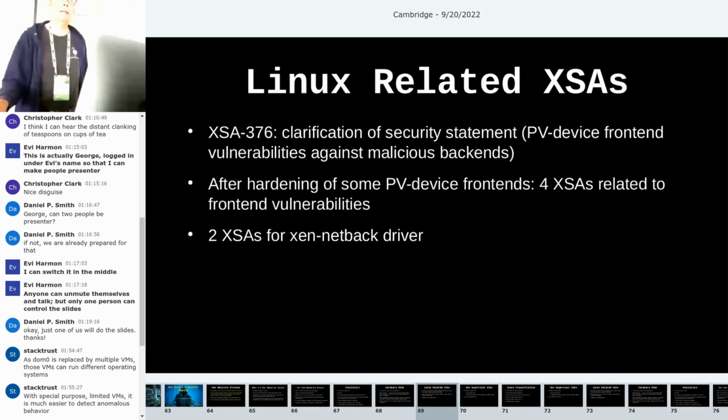Xen front end, of course, so Xen is considered to be not malicious because it's the core Xen component. After that hardening of the front ends, further XSAs related to those front ends came up, they were dealt with, and we had additional 2 XSAs for the Xen netback driver, where the front end could cause denial of service, for example.